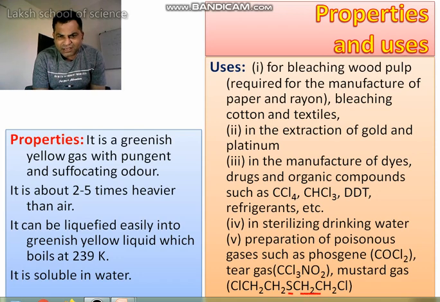Mustard gas. See the mustard gas formula like this. How do you have to remember the formula? You have to remember its formula.